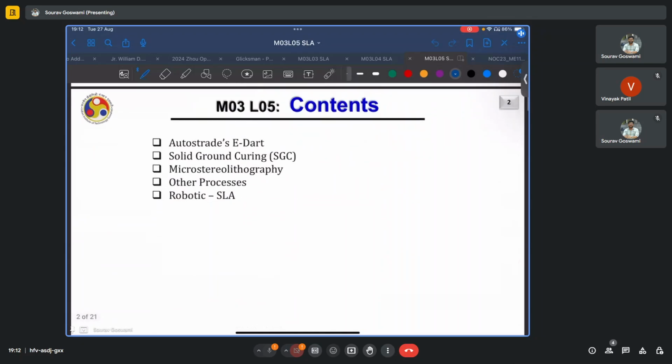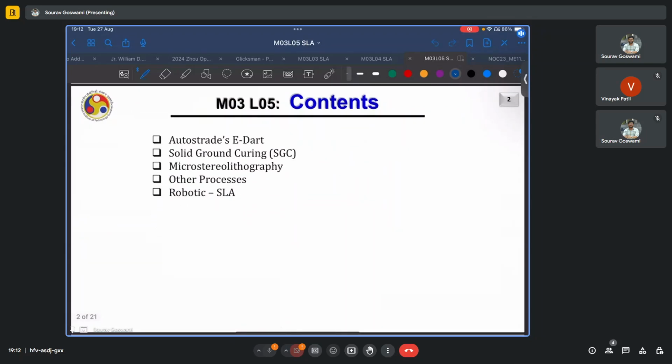Finally, we will look at some of the other liquid-based AM processes which might not have gained much commercial viability or which may not be suitable to produce a wide variety of parts. Among them are Autostrad's EDART, a technology called solid ground curing, microstereolithography, and robotic SLA, and some other processes such as rapid freezing.